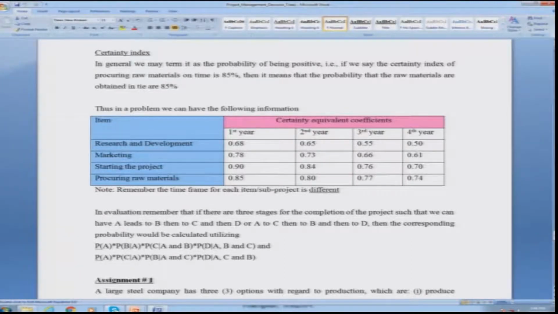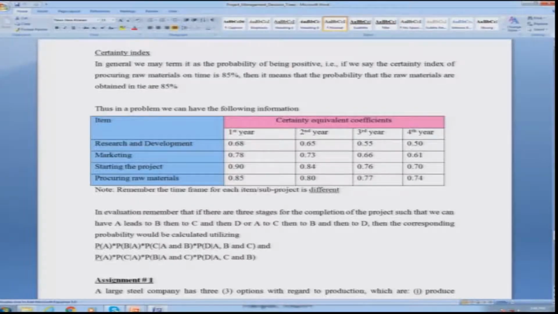So, in general we may term it as the probability of being positive, that is, we say the certainty index of procuring the raw materials at 85%, it means the probability that raw materials are obtained is 85. Remember, the weightages we gave is that if it is 1, it is 100% certain. If it is not, then obviously it would mean that there is a change in the certainty value for different small events or activities with respect to time.